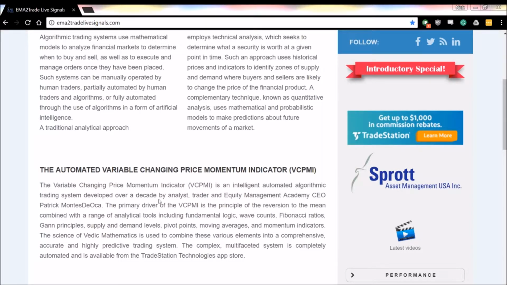The primary driver of the VC PMI is the principle of the reversion to the mean, combined with a range of analytical tools including fundamental logic, wave counts, Fibonacci ratios, Gann principles, supply and demand levels, pivot points, moving averages, and momentum indicators. We take the science of Vedic mathematics and use it to combine all these various elements into a comprehensive and accurate structure and a highly predictive trading system.